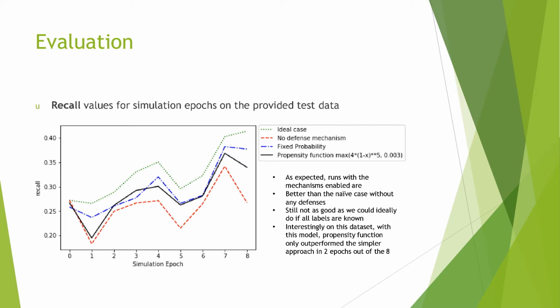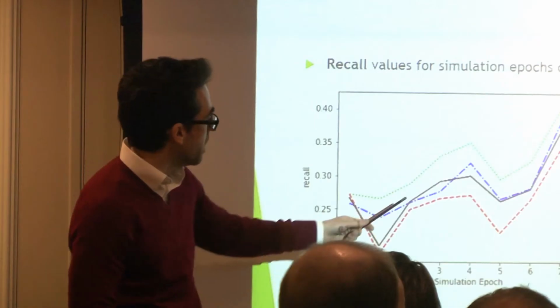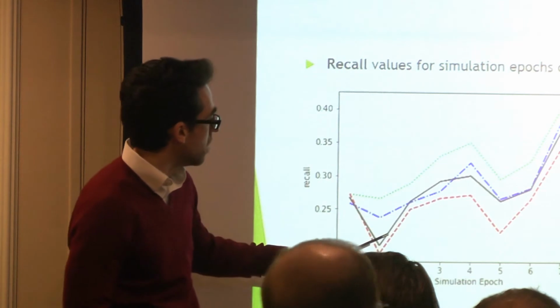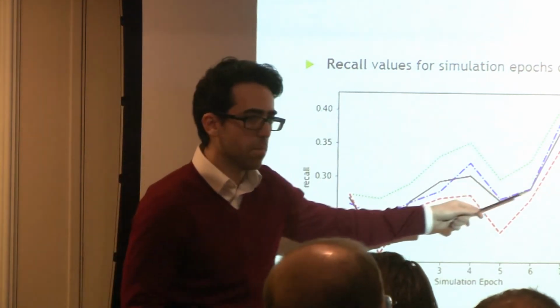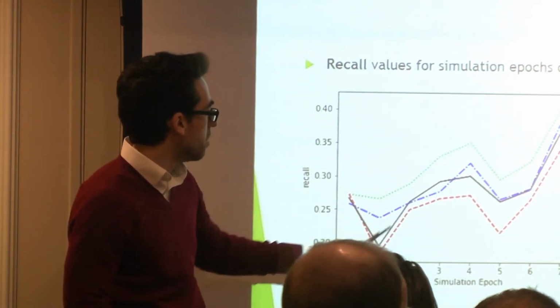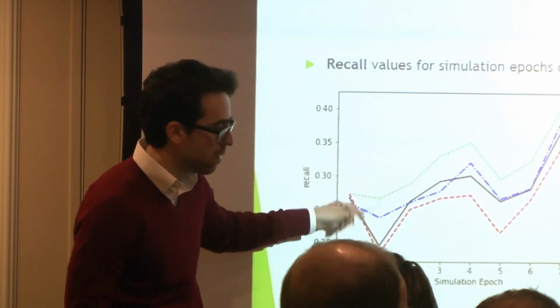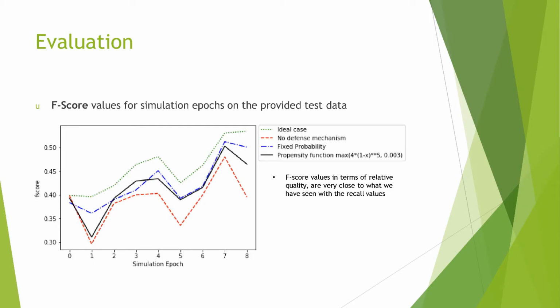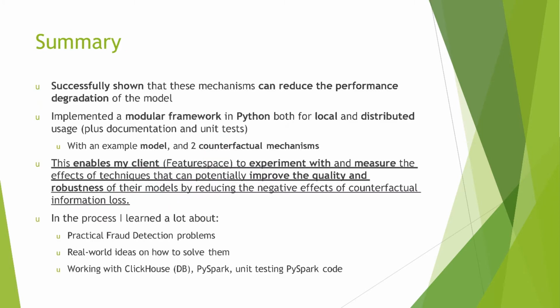What's really interesting is that on this data set and this model, with this propensity function, what I have found is that the propensity function way is actually worse most of the time than the naive version, and only outperformed the model in two epochs. Yep, F-score values are really, really similar. I would just probably skip this. And I'm still on time.